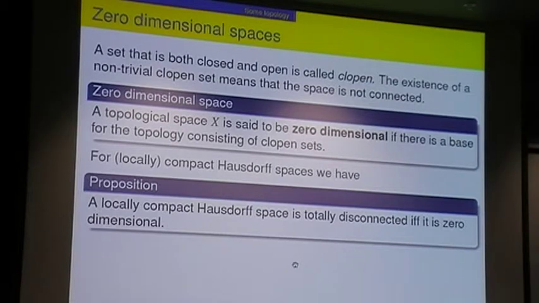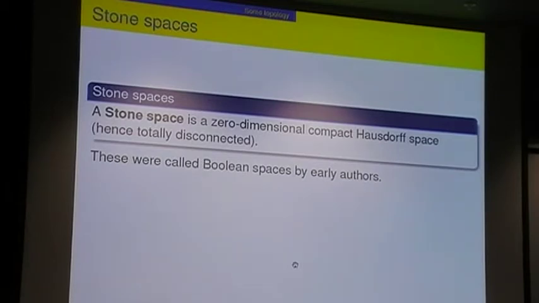Okay, so I've introduced some topological concepts: compactness, Hausdorffness, and zero dimensionality or total disconnectedness. Compact Hausdorff spaces are totally disconnected if and only if they are zero dimensional. So finally, we're going to make this a definition. A Stone space is a zero-dimensional compact Hausdorff space, hence totally disconnected. This was a long digression into topological concepts that seem to have nothing to do with Boolean algebras. But it turns out these are the mirror images of Boolean algebras. And when you look in your duality mirror at the category of Boolean algebras, you will see Stone spaces.